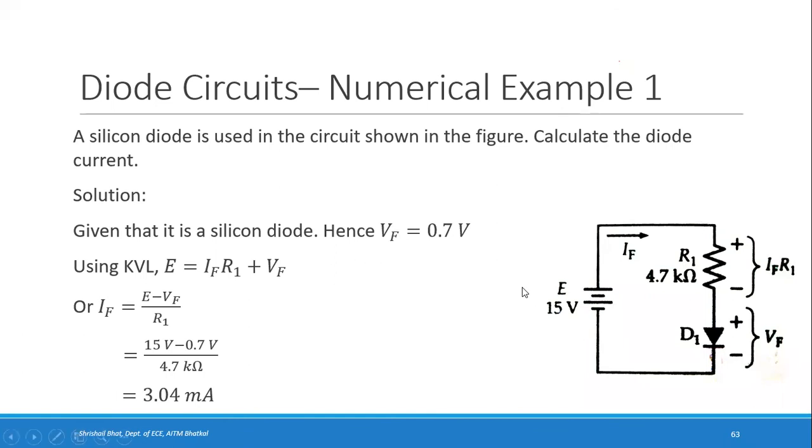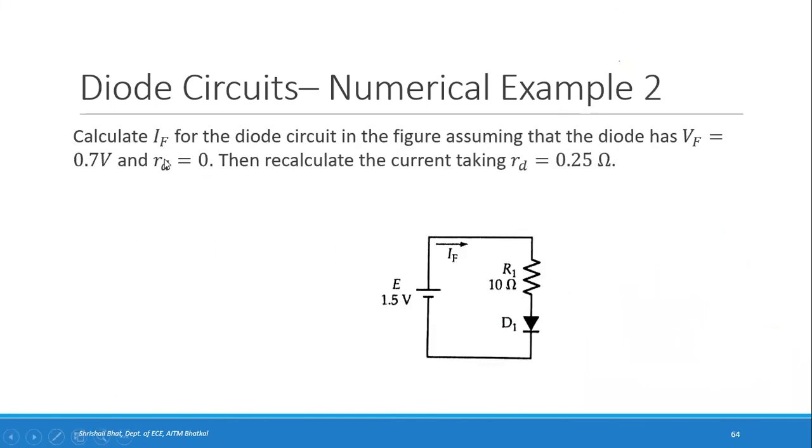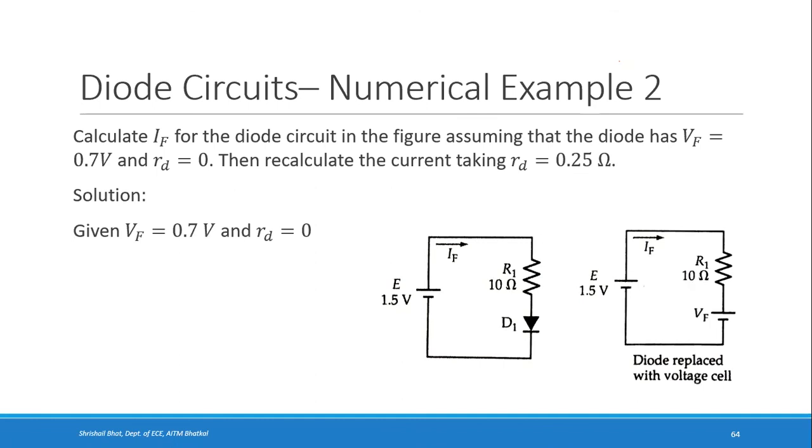Here, in the next problem, there are two cases. First, we have been given RD equal to 0. So you can consider the approximate model by just replacing the diode with its forward voltage drop of 0.7 volts. Then you have been given RD, the dynamic resistance, of 0.25 ohms. There you consider the complete model along with RD and VF, right? So let us solve this. First, it is the same way that we have done in the previous case. We have been given directly that VF is 0.7 and RD is 0.